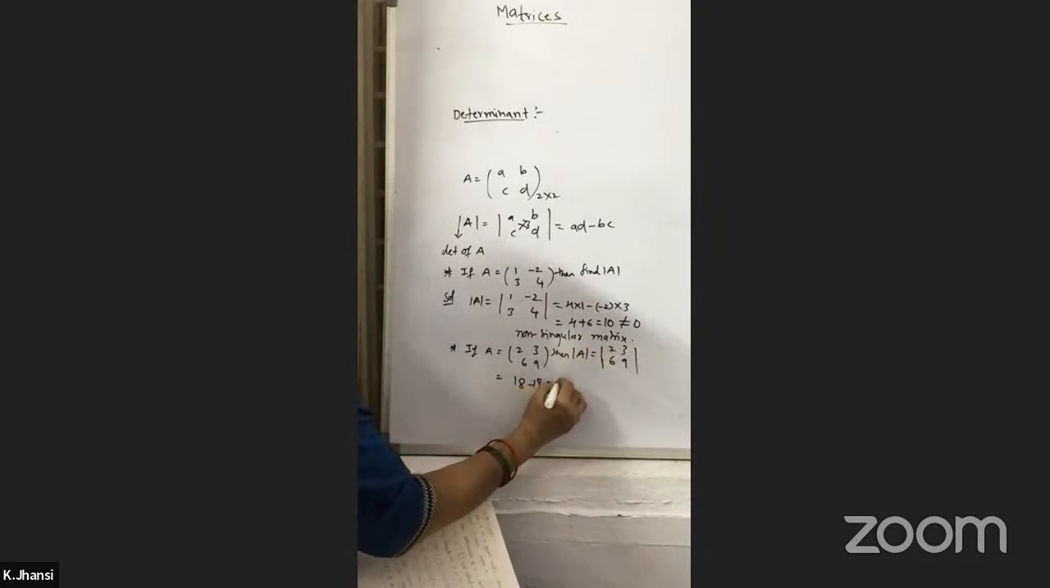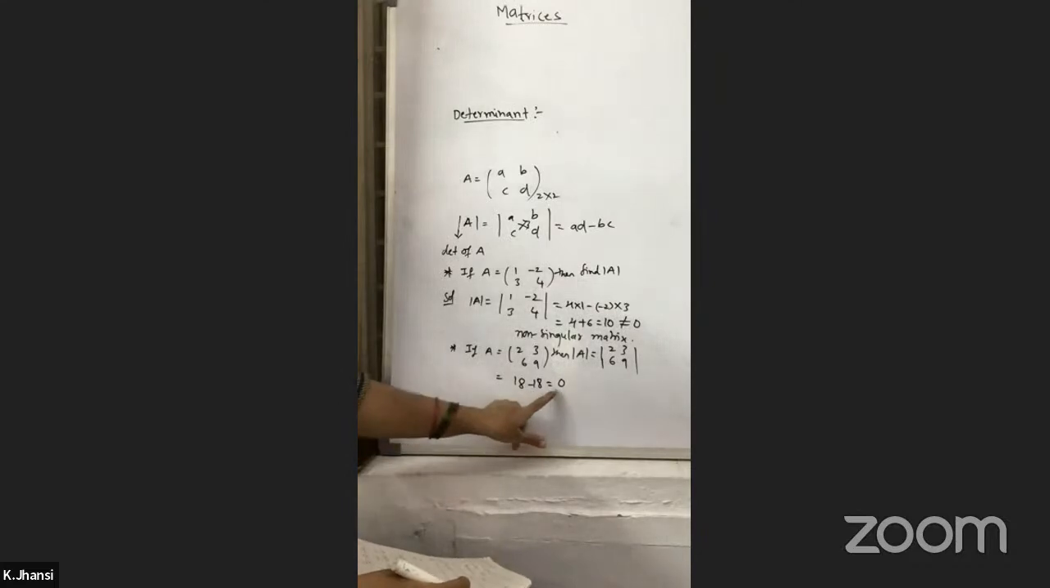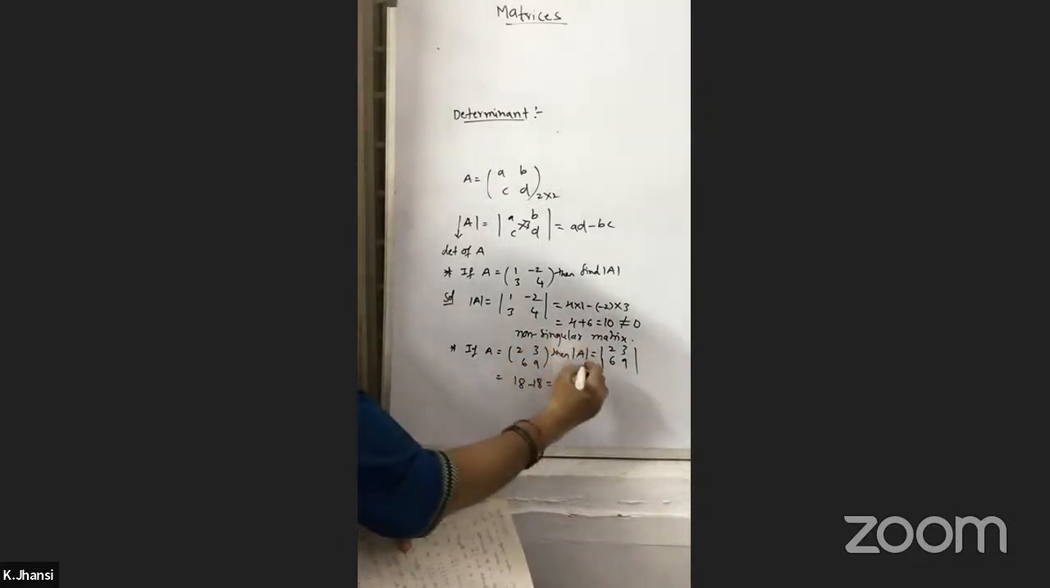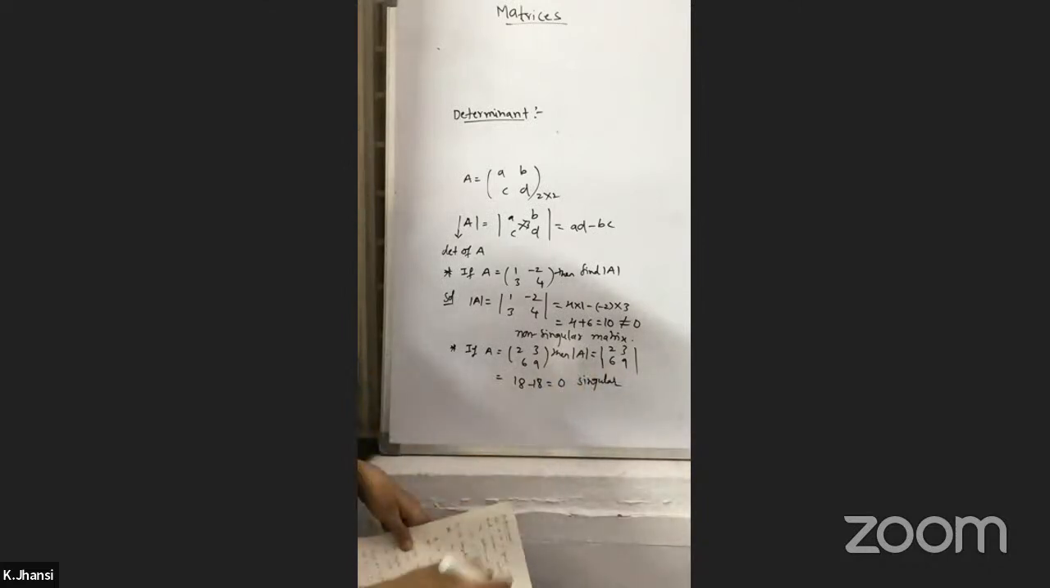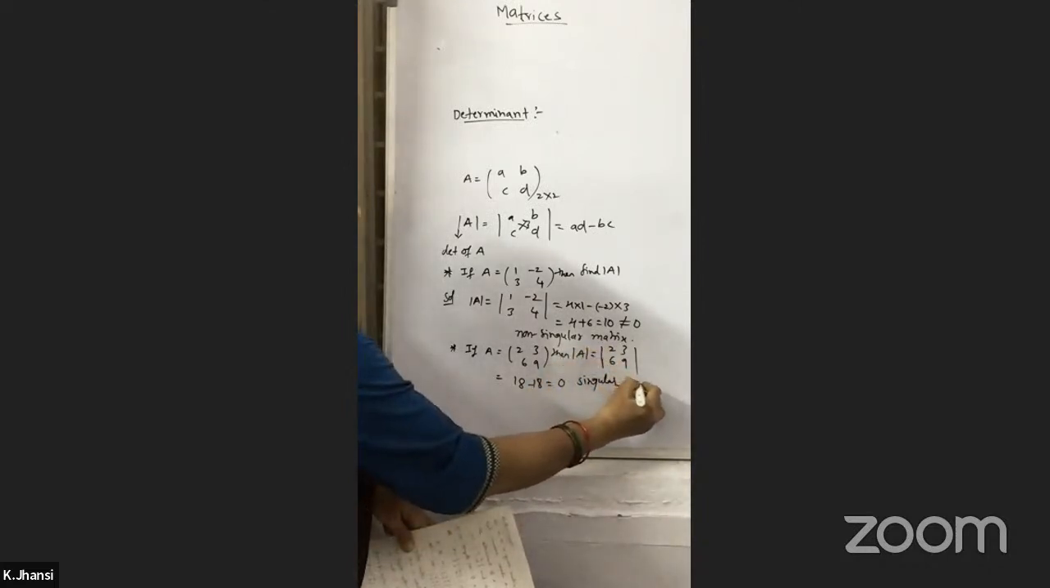So what did we get? We got the determinant value as 0. So whenever you get the determinant value as 0, then it is called a singular matrix. Singular matrix.